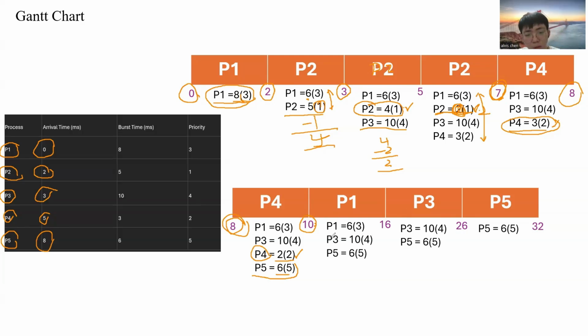And then the next one, which one is the smallest one? It is P1, right? The burst time is 6. So we stop at the 16. We will be done with the P1. And then the next smallest one is the P3. The burst time is 10, right? So we will stop at the 26. The P3 will be done. Okay. And the last one is the P5. P5, the burst time is 6. And we stop at 32. So the P5 will be done at the 32. This is the last one.